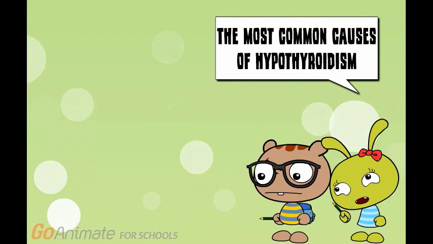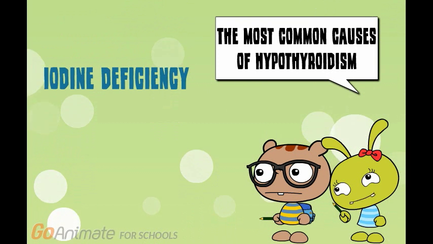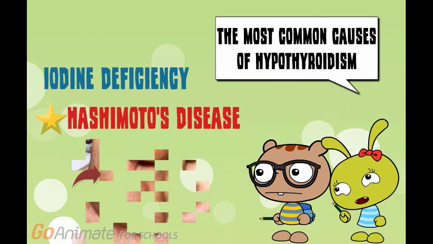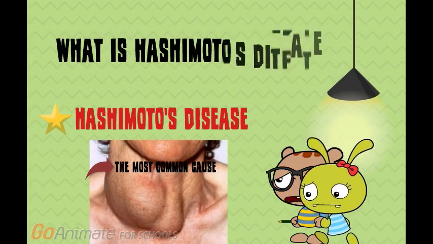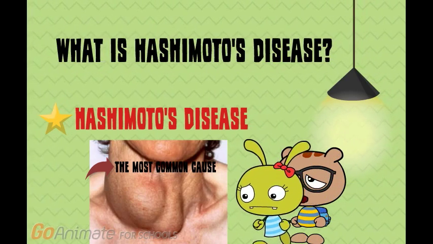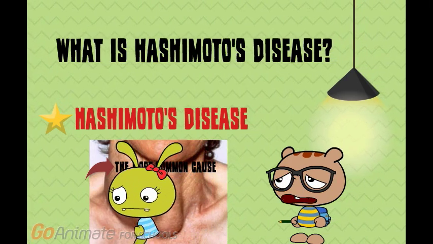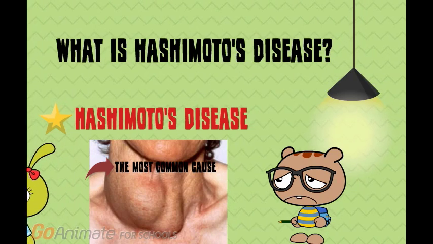The most common causes of hypothyroidism are 2. The first one is iodine deficiency. And second, Hashimoto's disease, which is the most common cause of hypothyroidism. Do you know what Hashimoto's disease is? Hashimoto's disease is an immune system disorder, where your body's immune system attacks its own thyroid gland, resulting in hypothyroidism.